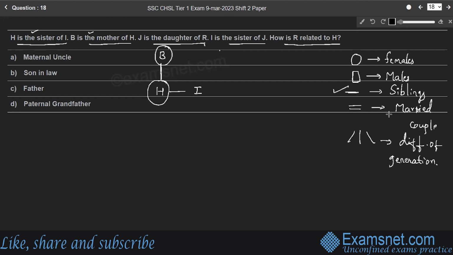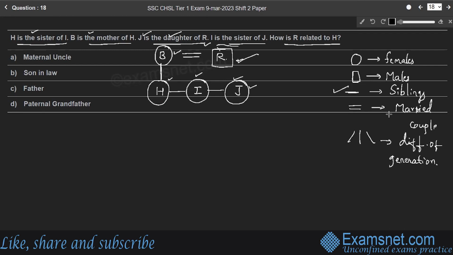Then J is the daughter of R. Who is R here, or J here? I is the sister of J, so I and J are siblings. I is a female because I is the sister of J. And J is the daughter of R. Since J is a daughter, J is a female, daughter of R. Here B becomes the mother of H, I and J. But J is the daughter of R, therefore B is married to R, and R is a male. Then only J becomes the daughter of R.